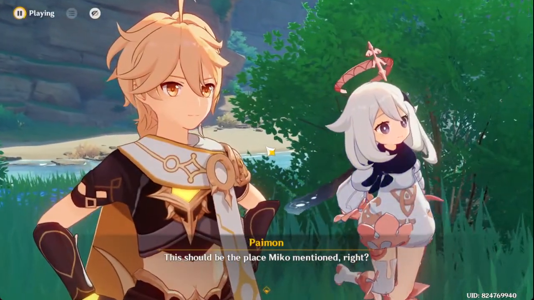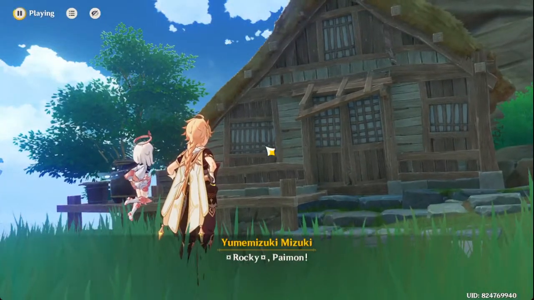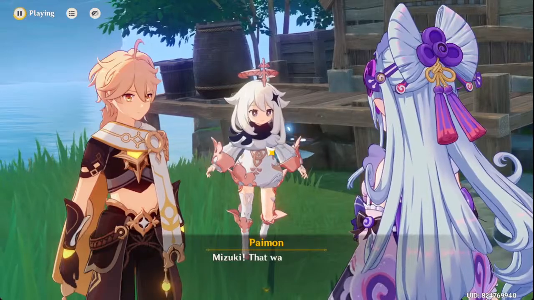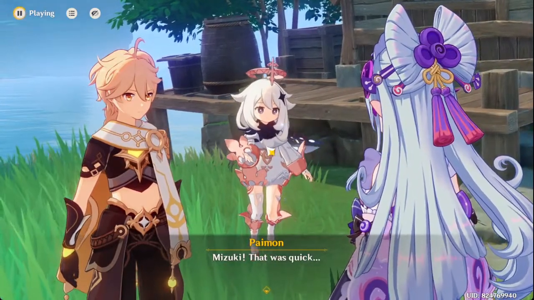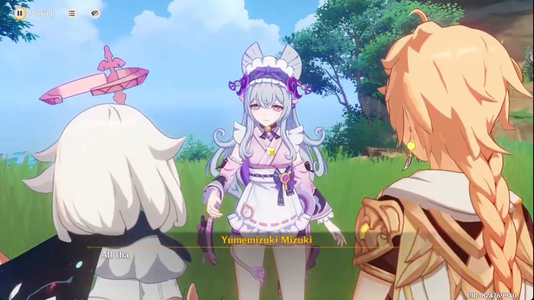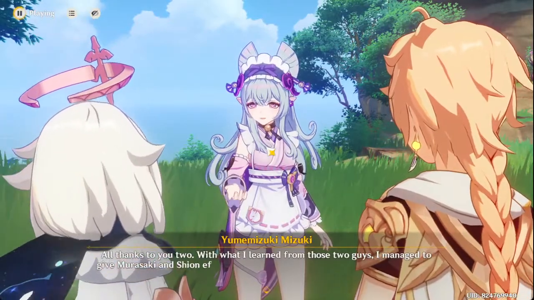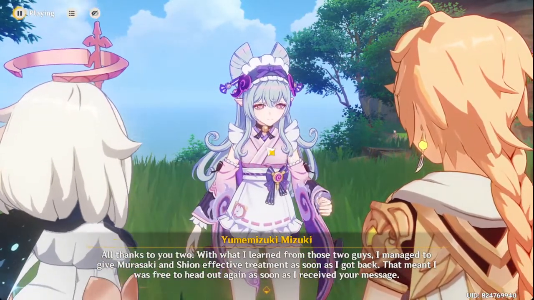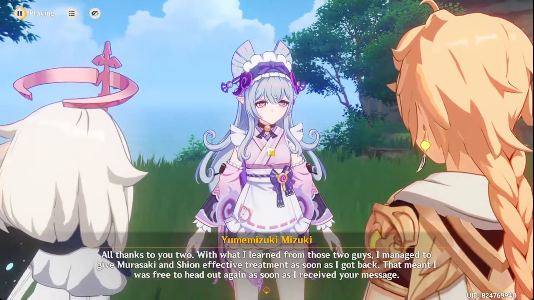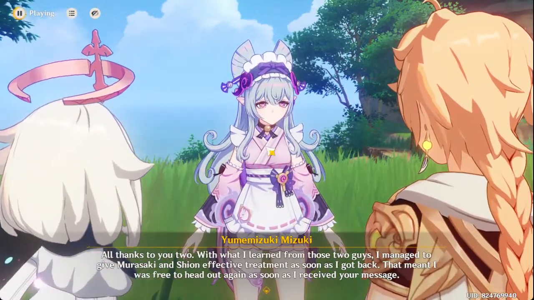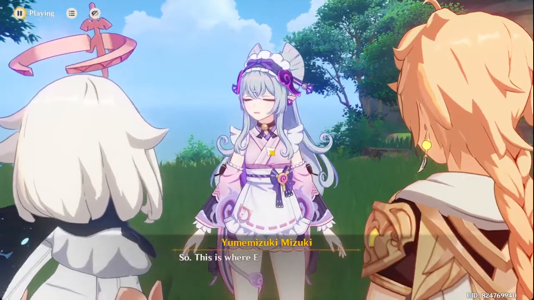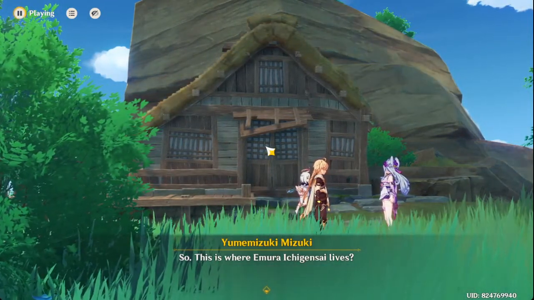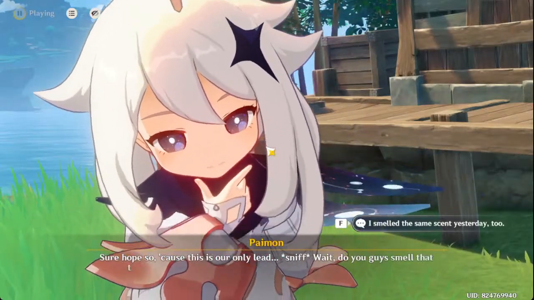This should be the place Miko mentioned, right? Traveler, Paimon. Mizuki! That was quick. All thanks to you two. With what I learned from those two guys, I managed to give Murasaki and Shion effective treatment as soon as I got back. That meant I was free to head out again as soon as I received your message. So, this is where Emura Ichigensai lives. Sure hope so, 'cause this is our only lead.